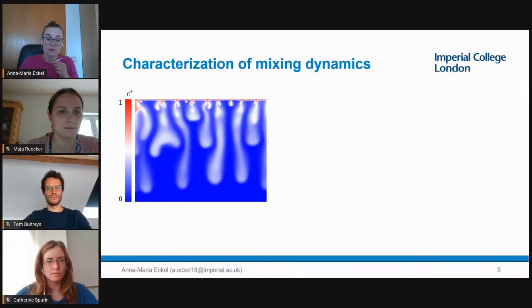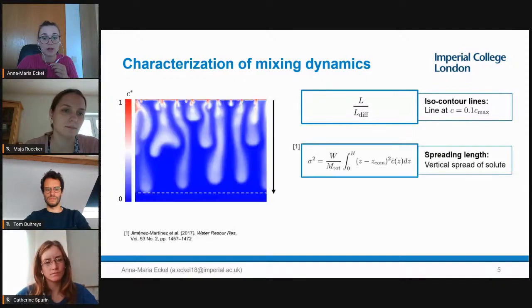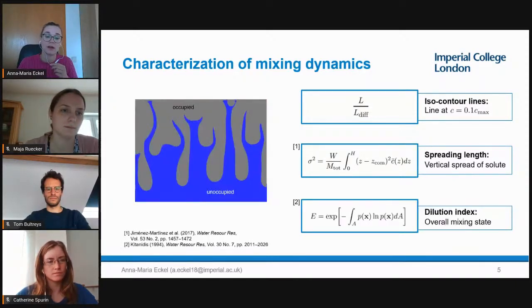We make use of various mixing measures to characterize the mixing dynamics. By regarding the contours of the plume, we can define the isocontour lines at a 10% saturation concentration. To exemplify the spatial extent of the plumes, the spreading length is applied, which involves the displacement of the center of mass in the vertical direction. And the overall state of mixing is described by the dilution index, which is associated with the increase in volume occupied by the solute, as well as the degree of concentration uniformity.